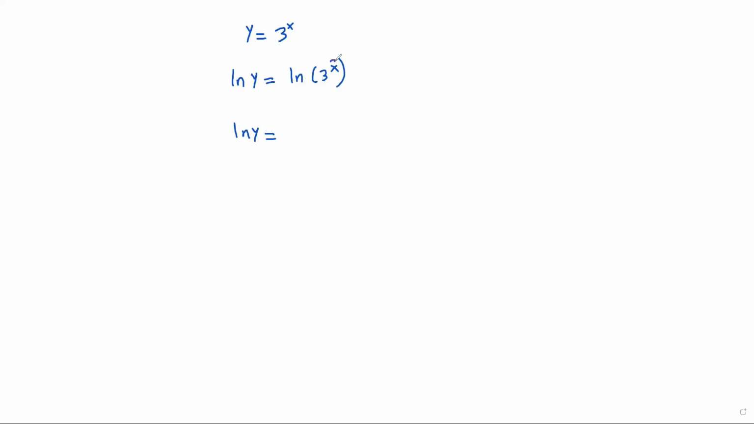So I have to bring this exponent x in front of the logarithm. Then I'll be getting x times ln 3. Okay, now I can find the derivative on both sides with respect to x.